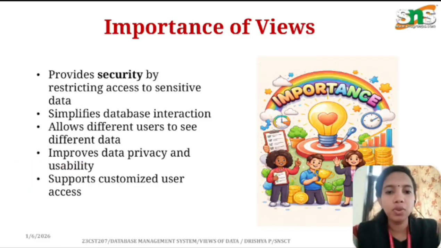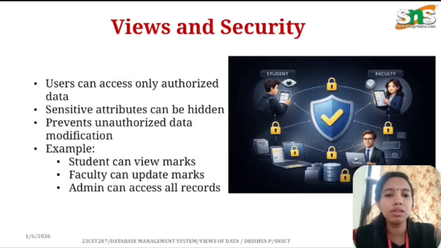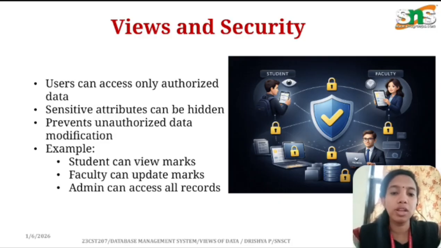Then the importance of views: they provide security by restricting access to sensitive data, simplify database interaction, and allow different users to see different data, for example customized user access. Views and security: users can access only authorized data, sensitive attributes can be hidden, and unauthorized data modification is prevented. For example, a student can view marks, faculty can update marks, and admin can access all records.